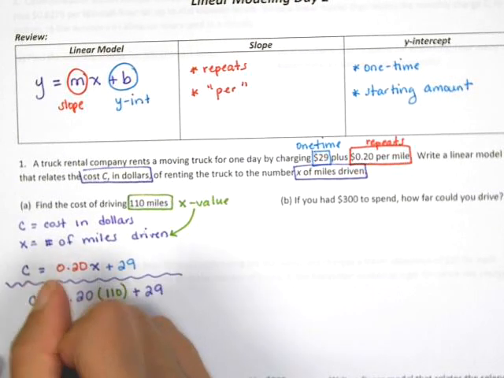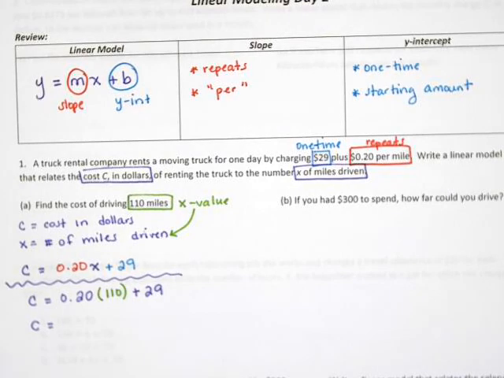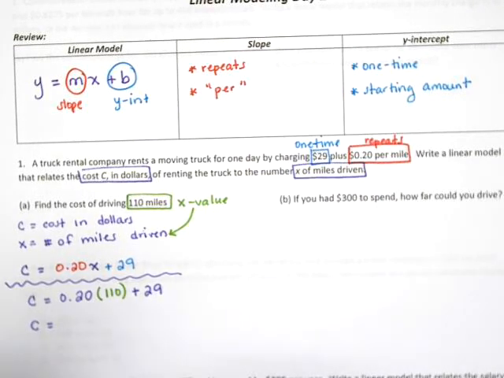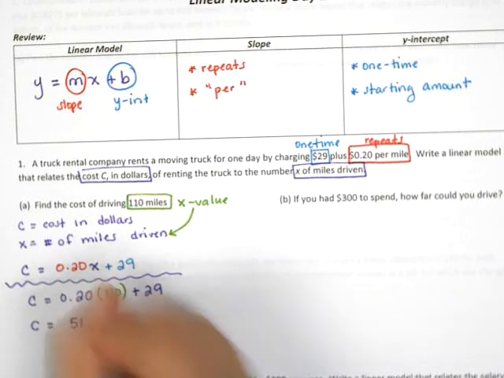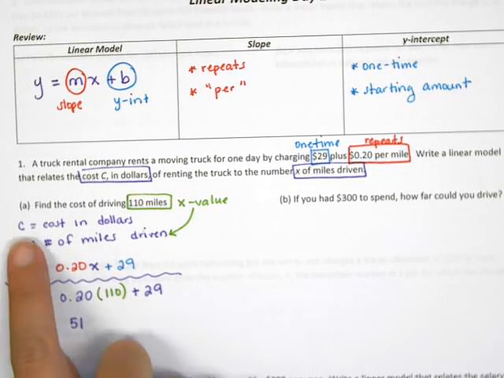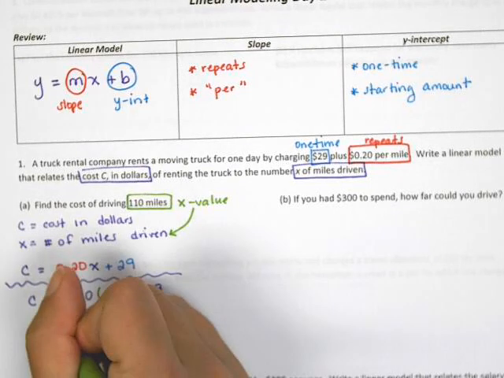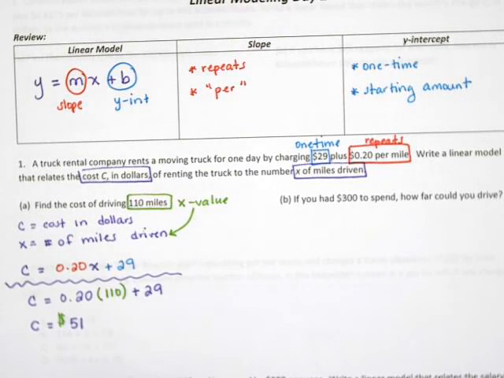Now this is where having a calculator is going to be very handy. So if I type in 0.2 times 110 plus 29, I get 51. So my cost would be 51. And if I go back to what I said here, where cost is in dollars, I'm going to make sure that I put $51 in my final answer.